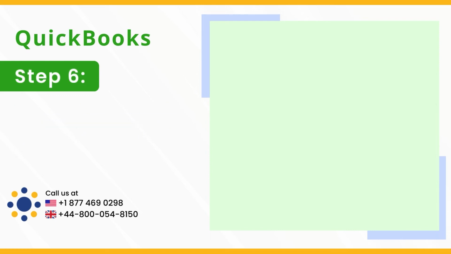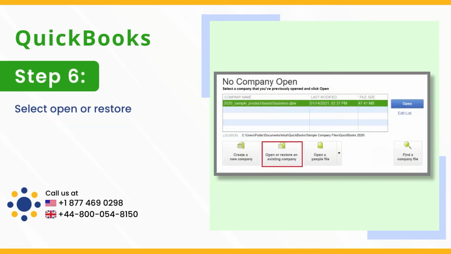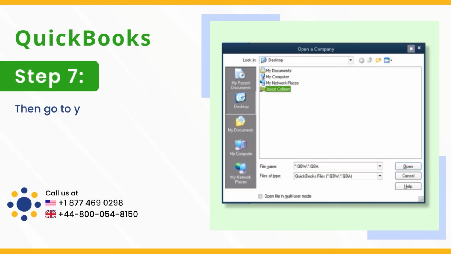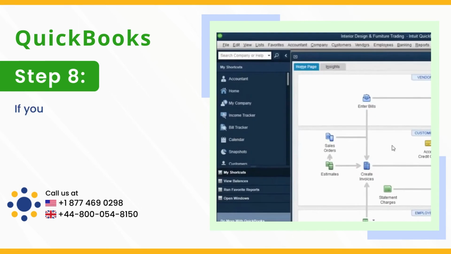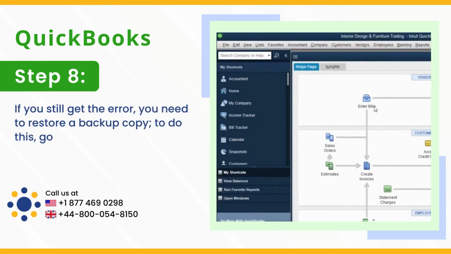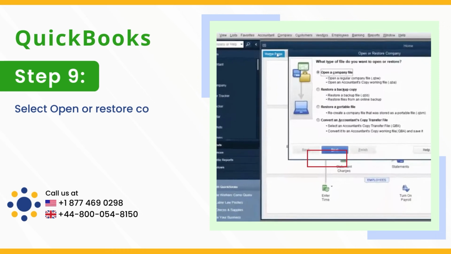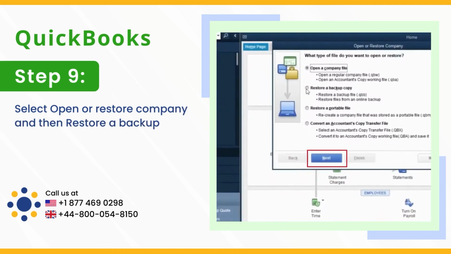Step 6. Select Open or restore an existing company. Step 7. Then go to your desktop and open the company file. Step 8. If you still get the error, you need to restore a backup copy. To do this, go to the File menu. Step 9. Select Open or Restore Company and then restore a backup copy and click Next.